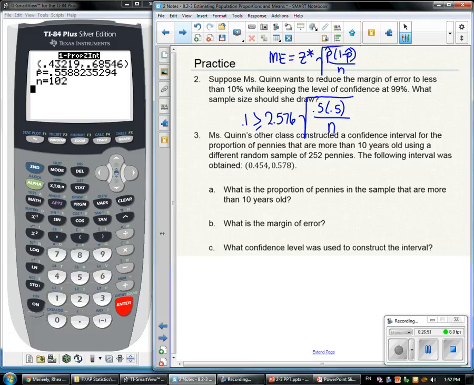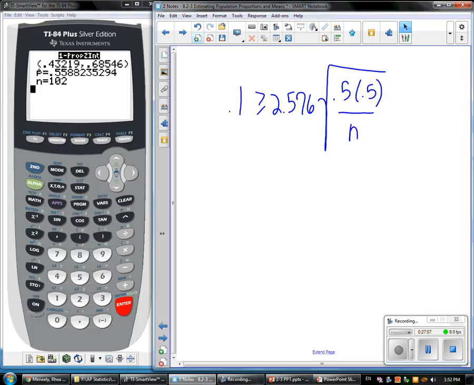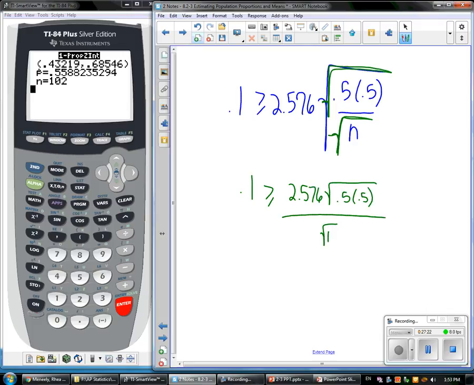Now, I'm going to actually do this problem on another slide so you can see exactly what I'm doing. So we got 0.1 is greater than or equal to 2.576, and then we've got 0.5 times 0.5, all of that over n. So why don't I separate my square roots? This is the same thing then as 0.1 is greater than or equal to 2.576 times the square root of 0.5 times 0.5 over the square root of n. I haven't done any math. All I've done is rewritten it so you can see that it's just a proportion.